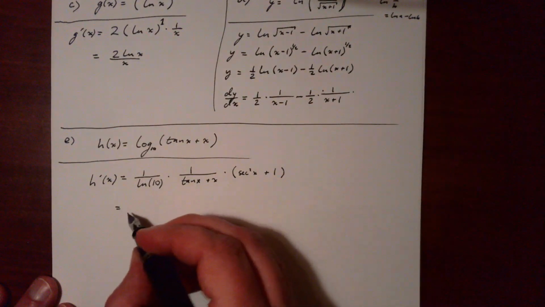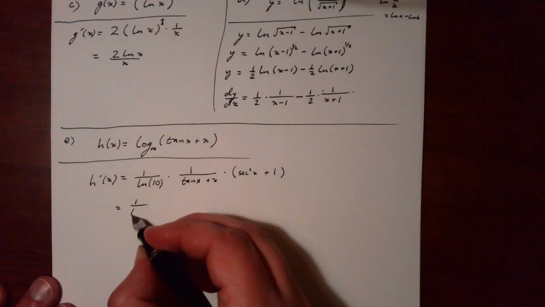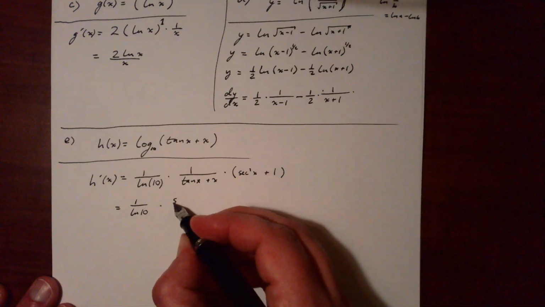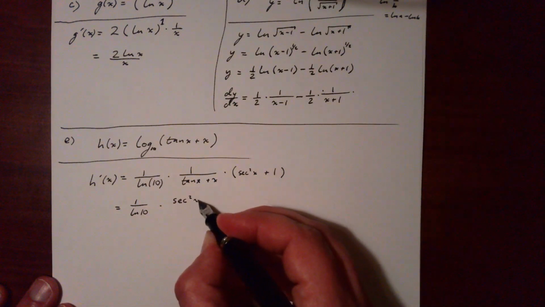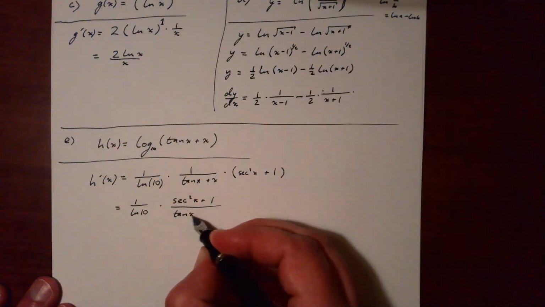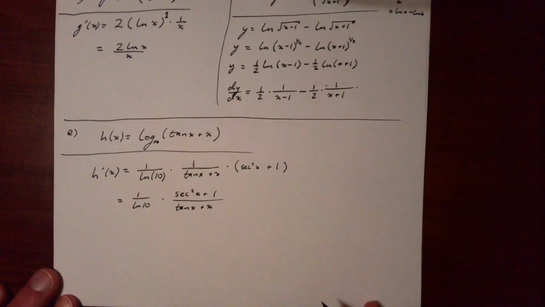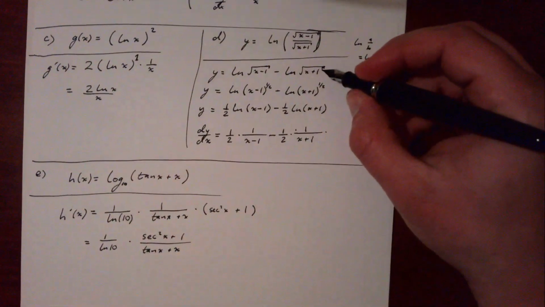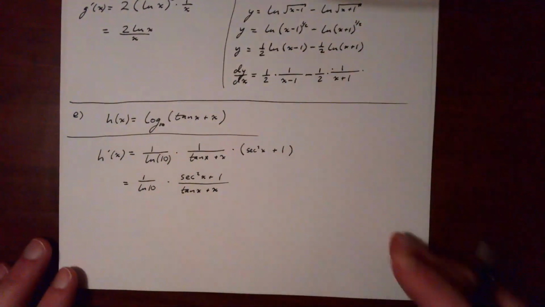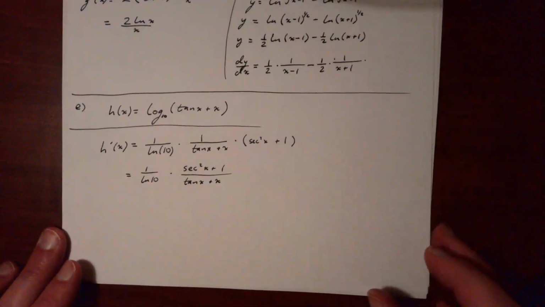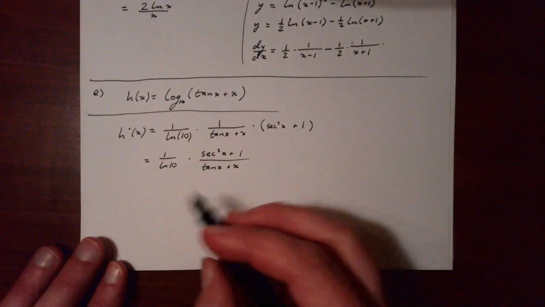So if I put the pieces together here, what do I have? 1 over natural log of 10 times, and here I'll just write it like this, secant squared x plus 1, all divided by tangent x plus x. So the properties of logarithms didn't help me there, but here they helped a lot. So always keep your eyes peeled for the properties of logarithms and how they might help you make things a little bit simpler.